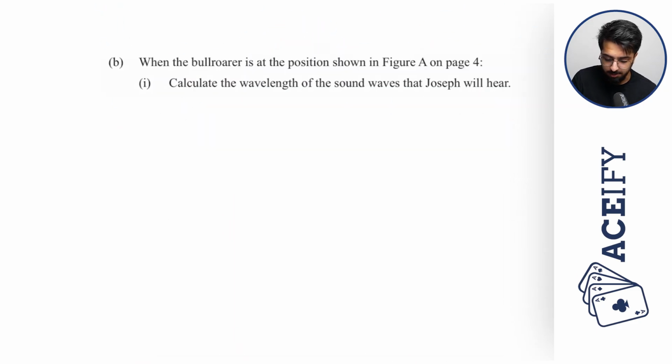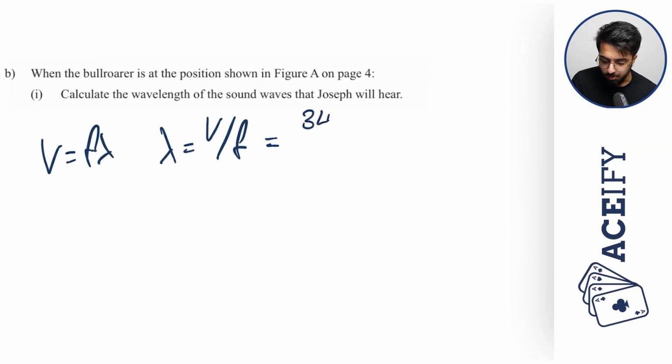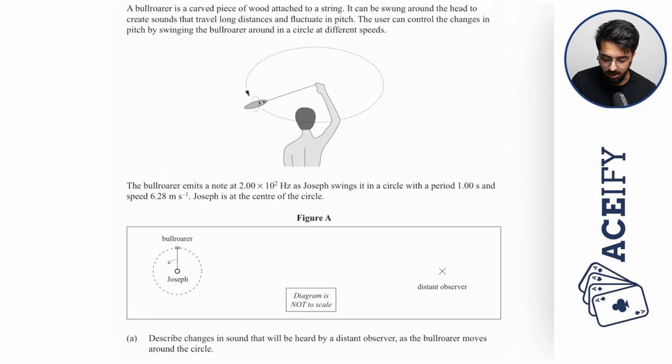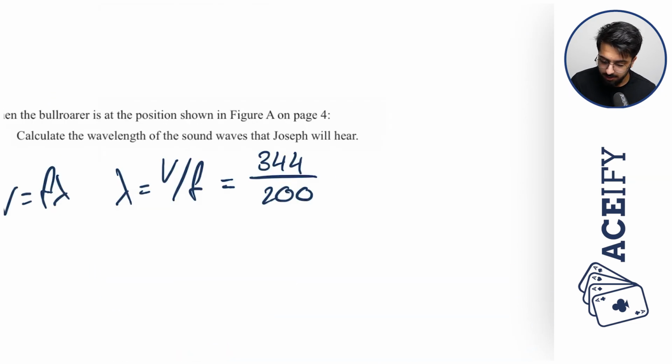And so therefore we can just simply use v equals f lambda, and therefore lambda is equal to v over f. Plugging in our numbers, we know the speed of sound is 344 meters per second, as it's given up here, and this is all over the frequency of 200 hertz. And this gives a wavelength of 1.72 meters.